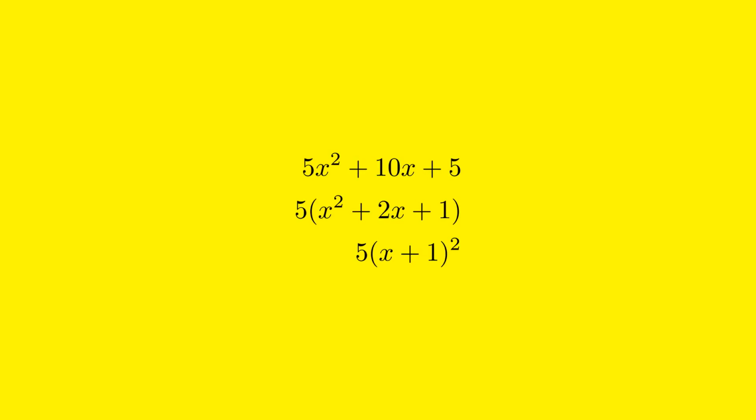In step 3, we have already factored the quadratic expression 5x squared plus 10x plus 5 into 5 times the quantity x plus 1 squared. This means that the expression has been simplified as much as possible. The final factored form of the quadratic expression is 5 times the quantity x plus 1 squared. This concludes our solution, as the expression cannot be simplified further.